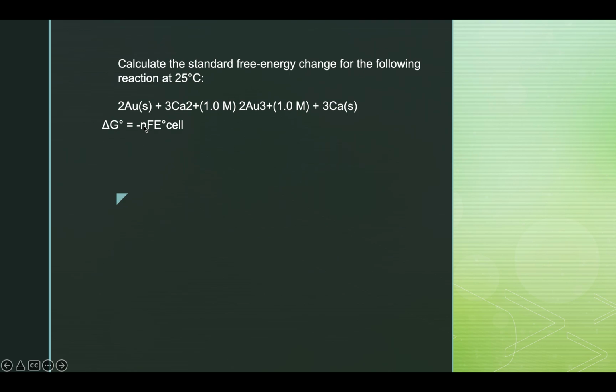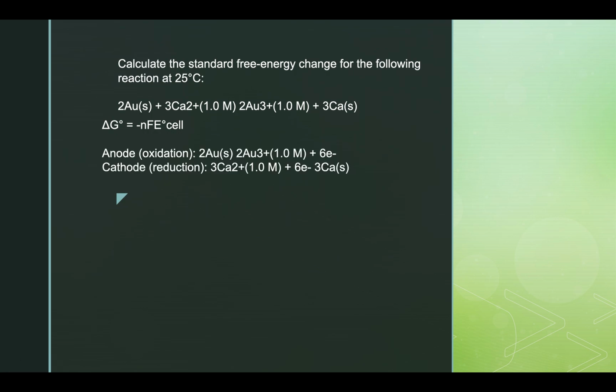Again, to find the E, you want to find the E cell first. So you need to do your half equation or half reaction, my fault, and find the anode and cathode. And again, plus 6 electrons. You've already found your n.